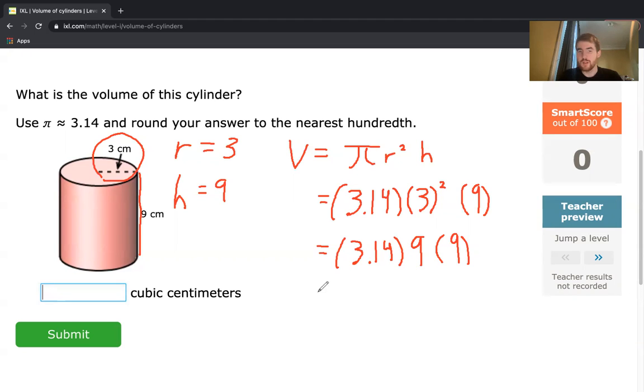Now we can do this. The area of the circle on top would be 3.14 times 9. Putting that into a calculator, I get 28.26. Multiply that by 9. And again, I'm putting this into a calculator.